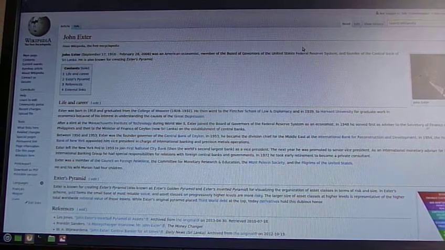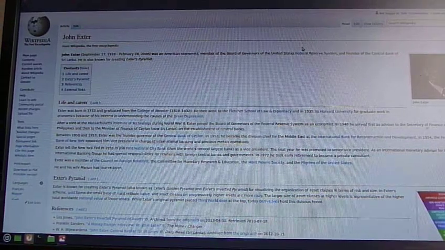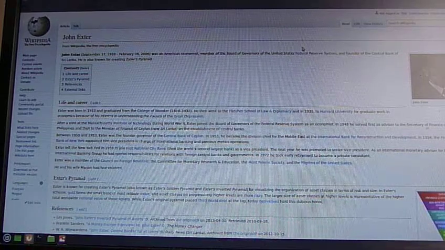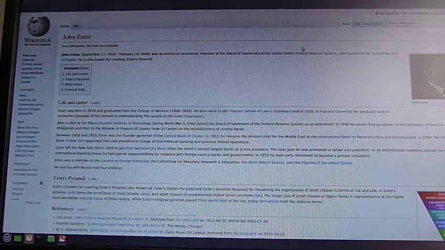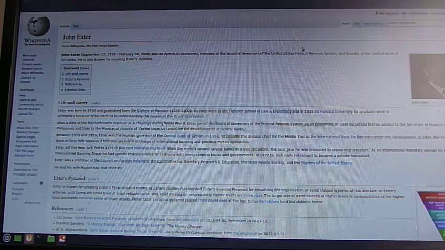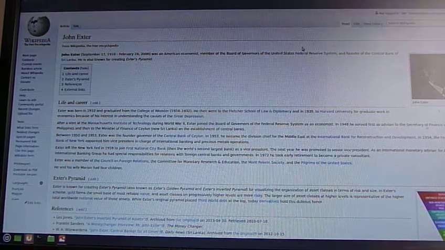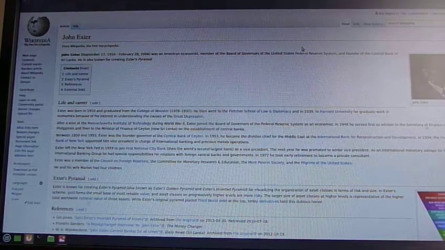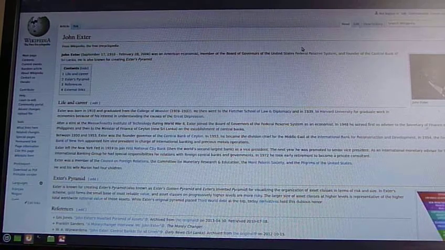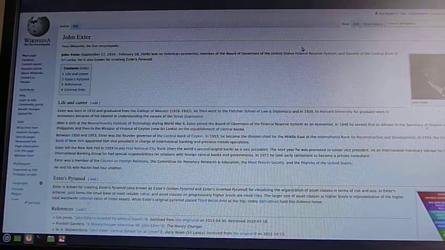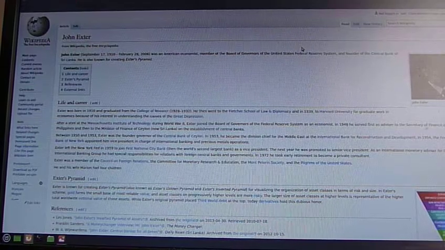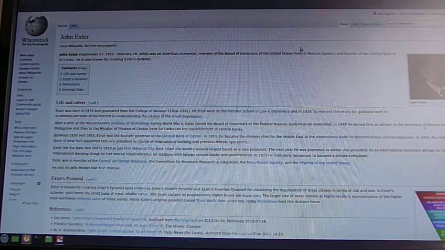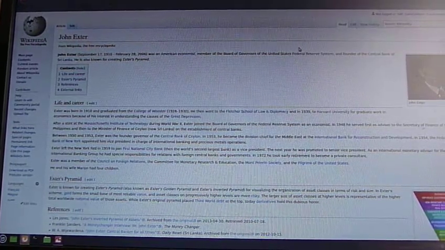Okay guys, we're gonna learn about Mr. John Exter. This is a gentleman who was a Board of Governors member for the United States Federal Reserve. So if he has something to say about the Federal Reserve System or about the monetary system in general, he could be considered maybe an authority on the subject. At least more than me. Okay, like he was within the belly of the beast.